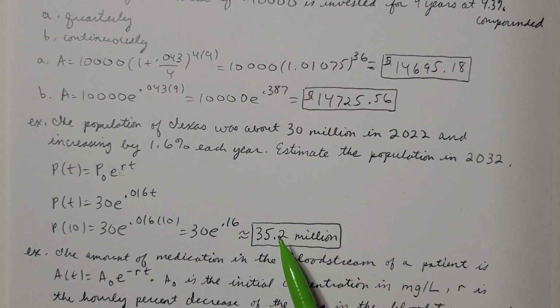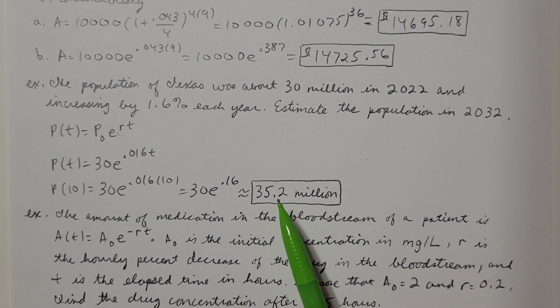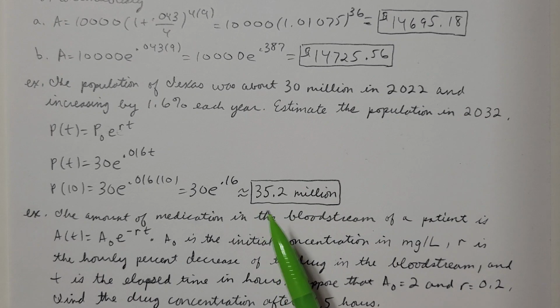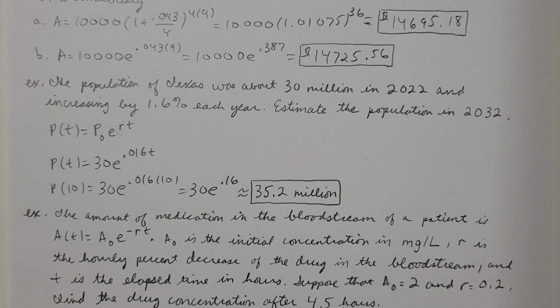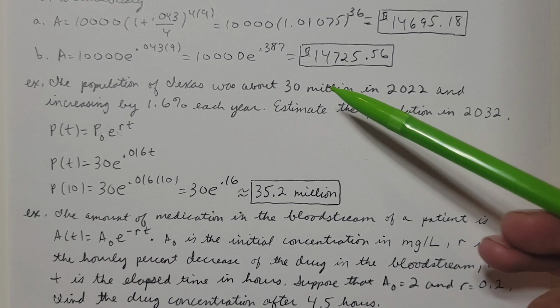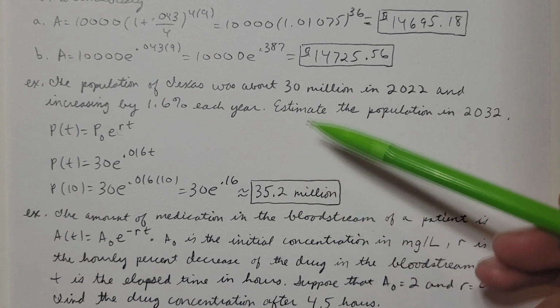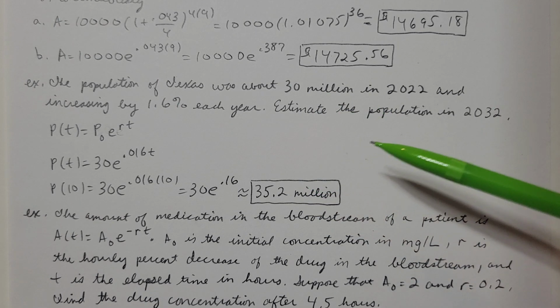Now, the number is in millions, right? There's not roughly 35.2 people in Texas, okay? So there's 35.2 million people in Texas. So that's what we would guess would be the number in 2032, okay? So, it would have grown by about 5.2 million people in that 10-year time span.